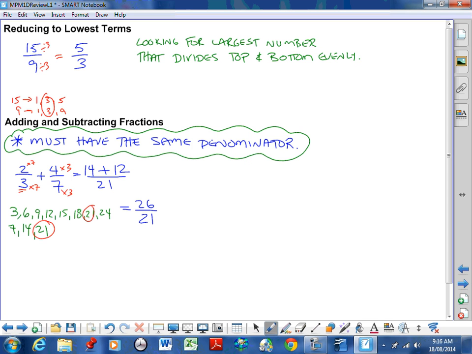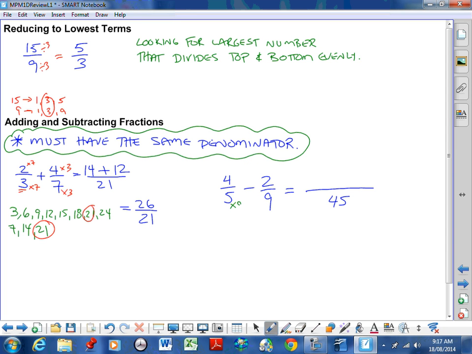Subtraction works the same way. So if we had 4/5 minus 2/9, let's say, I need to find a common denominator. A lot of you will be taught just to multiply the bottom numbers together, which is fine. It's not always the most efficient, but it does work every single time. So 5 times 9 means my common denominator is 45.